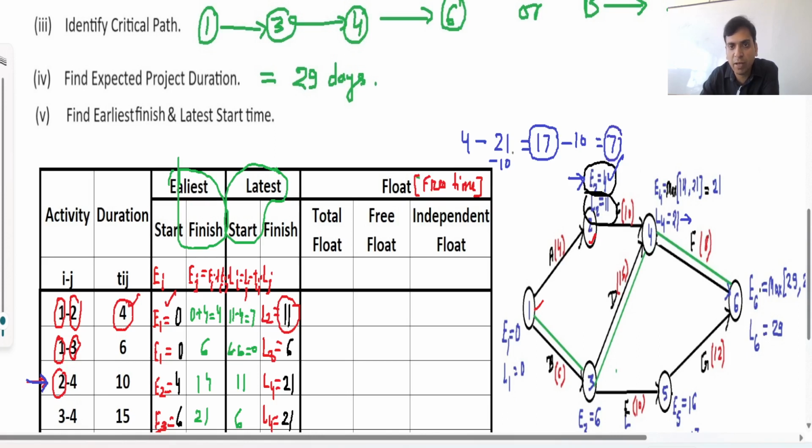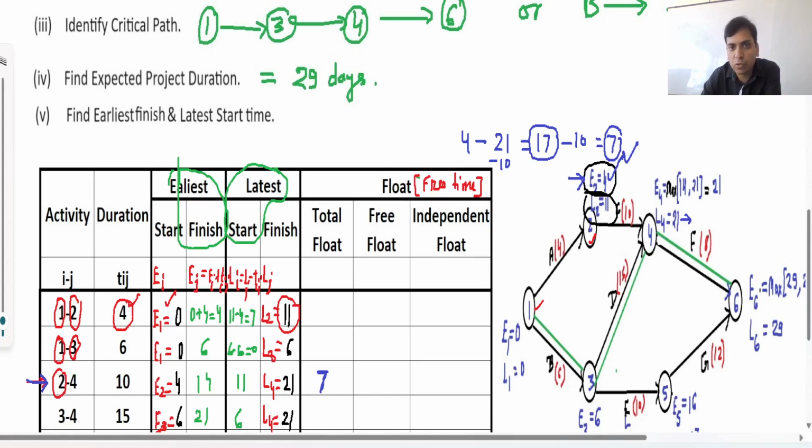This means if you have a total of 17 hours available and you need to complete this activity in 10 hours, then you can float your activity. You can shift your activity by 7 hours. This is considered as total float time. So this is for this 2 to 4 activity. Now from this 2 to 4 activity, again we can explain all the other floats.